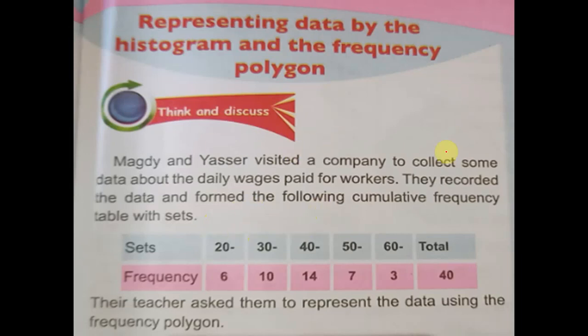The sets 20. The first group of workers take from 20 pounds up to 30 pounds, the second takes from 30 pounds up to 40, the third group takes from 40 pounds up to 50, the fourth group takes from 50 pounds up to 60, the last group takes from 60 pounds up to 70, by the same pattern.